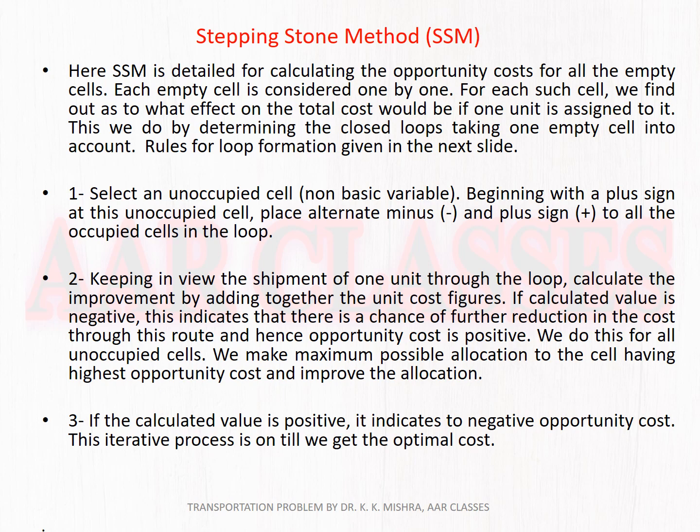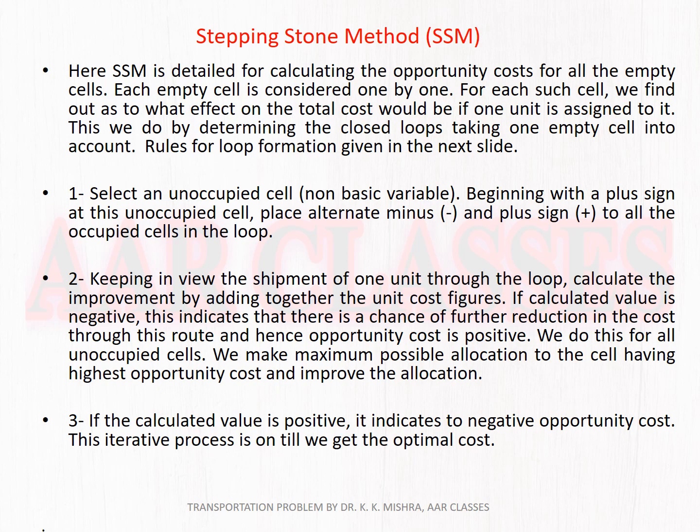For all the empty cells, each empty cell is considered one by one. For each such cell, we find out what effect on the total cost there would be if one unit is assigned to it. This we do by determining the closed loops taking one empty cell into account. Rules for loop formation are given in the next slide.